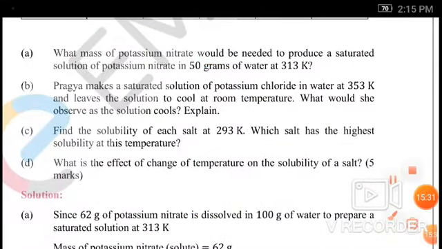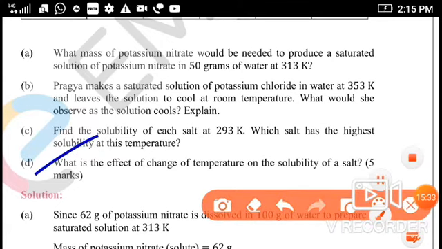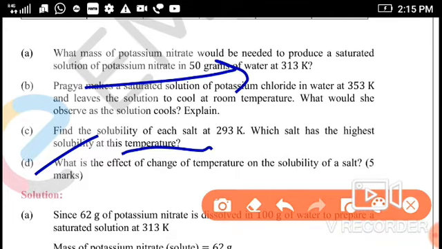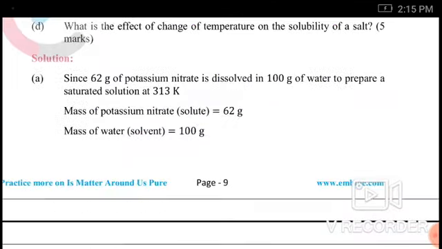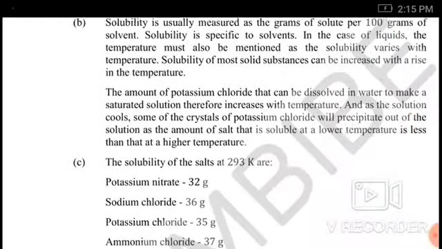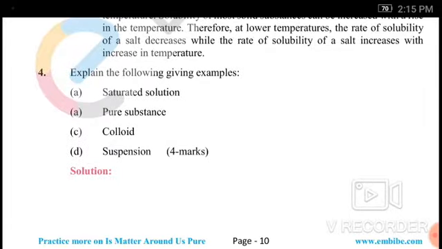Now the next question is, what is the effect of change of temperature on the solubility of a salt? When you increase temperature, solubility increases. When you decrease temperature, solubility also decreases. Okay, now the next question is, these are the answers.